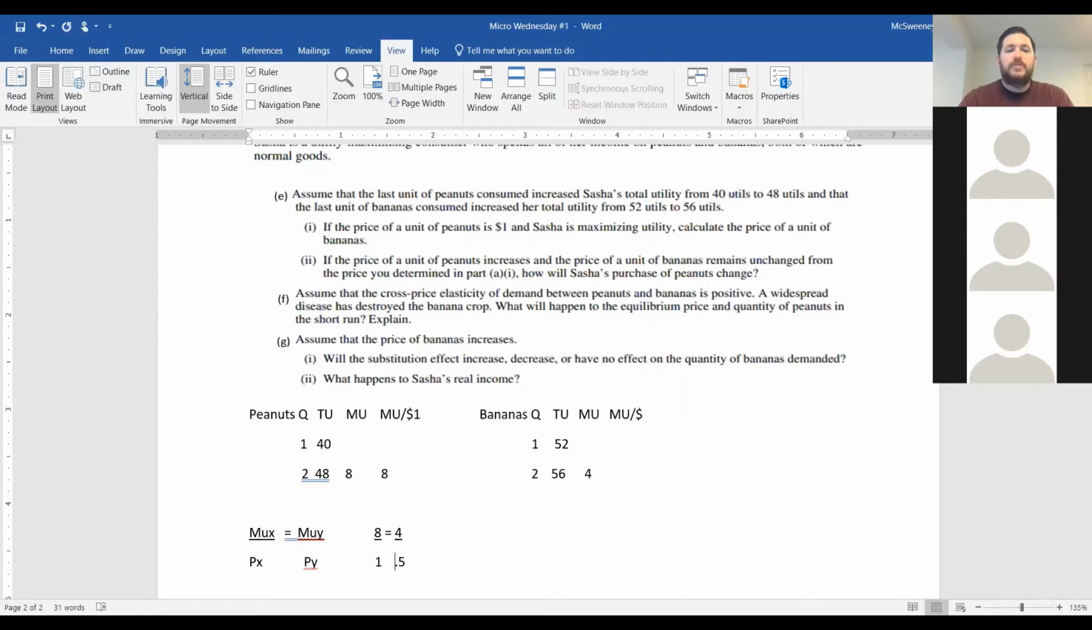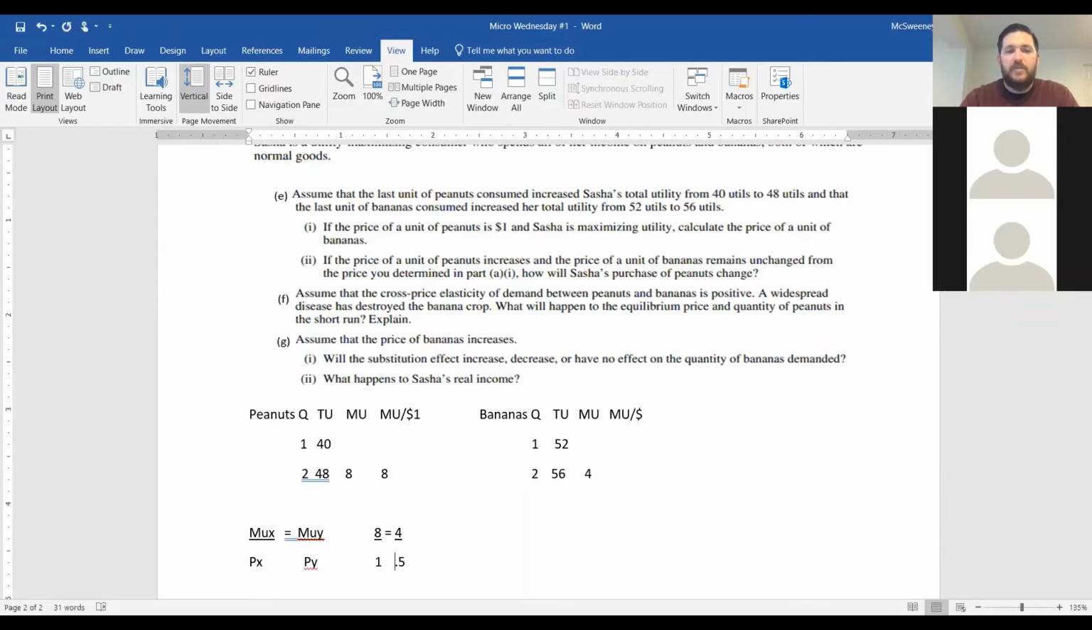What happens to Sasha's real income? This is kind of tricky, but this is trying to make sure that you understand the relationship between incomes and demand. If I'm buying fewer bananas because they become more expensive, it means that my current level of income has less buying power. Therefore, my real income will decrease.